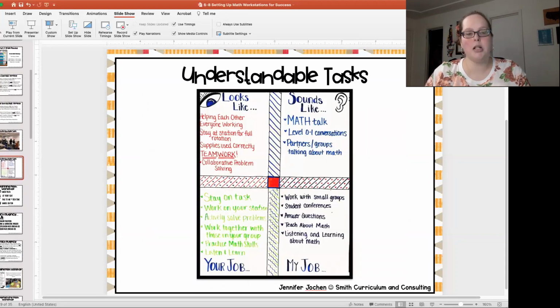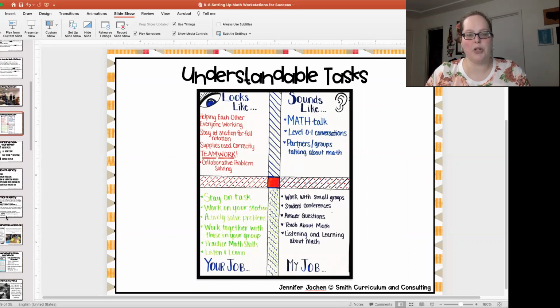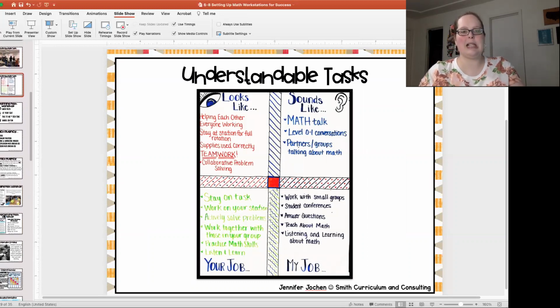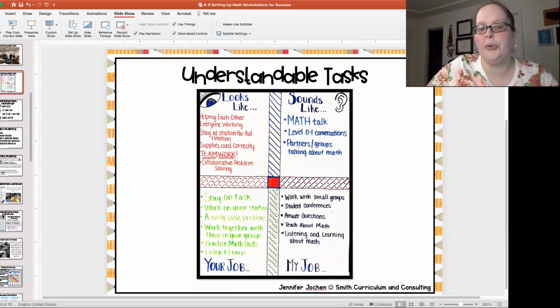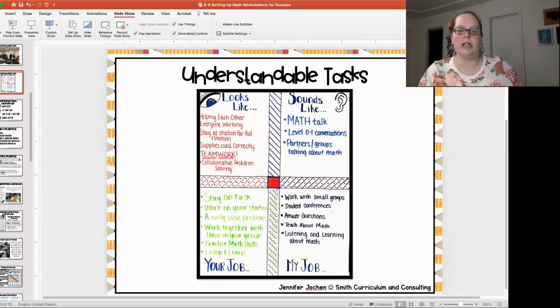Now, when we talked about earlier, spending time with our students, showing them what we expect, this is also something I do in the first week. I go through and create an anchor chart with my students, and I do this with each class period. And then at the end of the day, I put it all together into one poster and hang it up. But I go through and I tell students what Math Workshop looks like, what Math Workshop sounds like, what their job is, and what my job is.